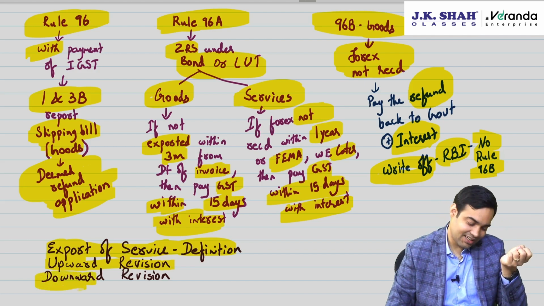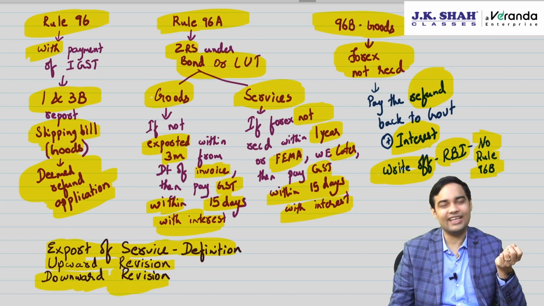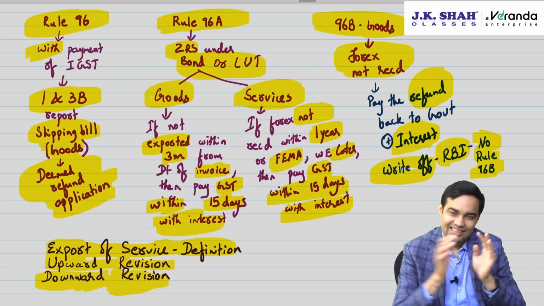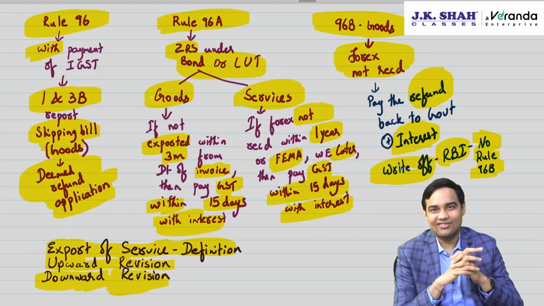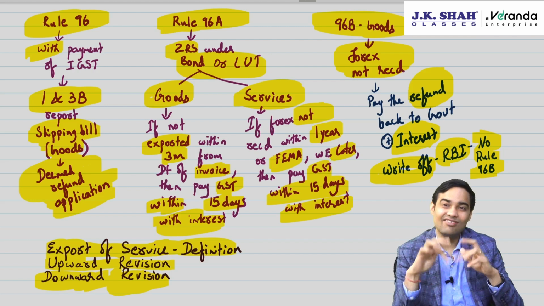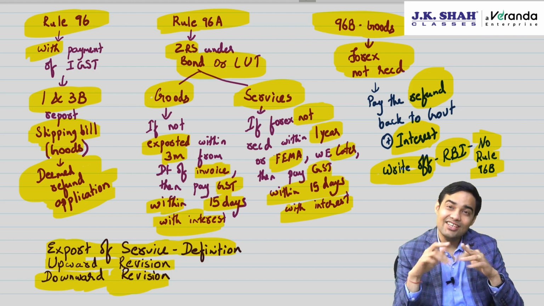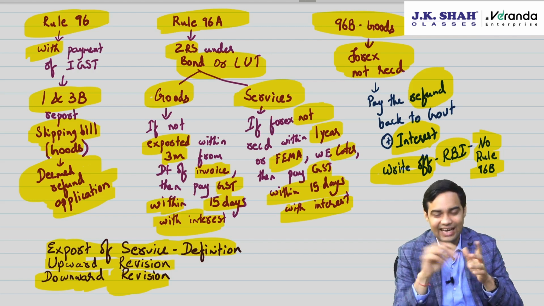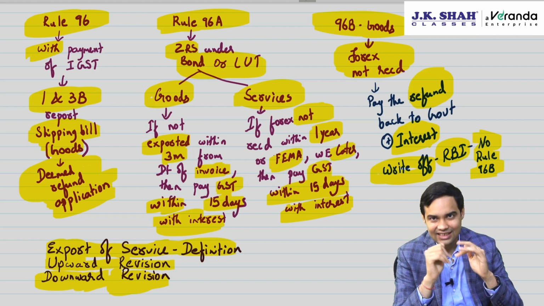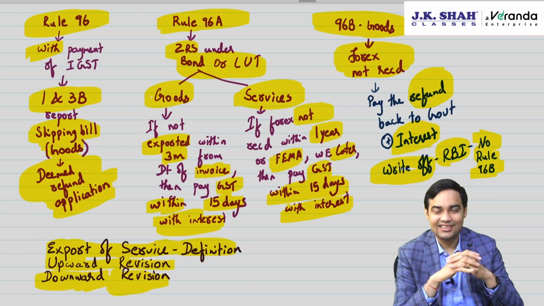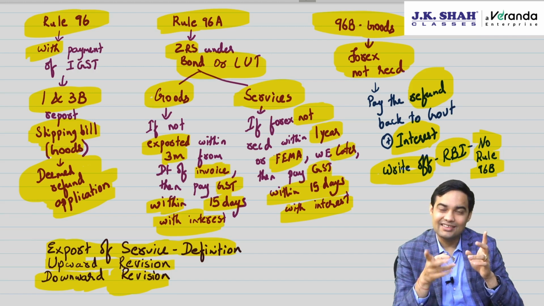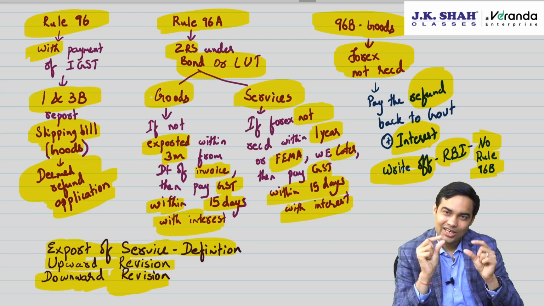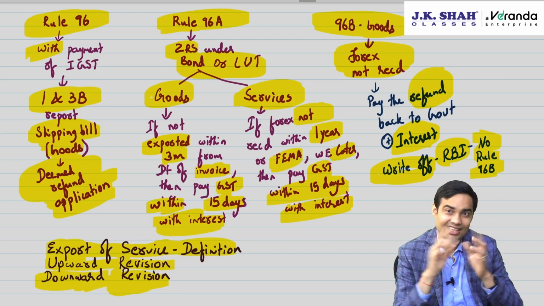Downward revision. Similarly, downward revision also can happen. Saying that today I supplied for 100. Thereafter, there is a downward revision of 10 rupees. Now I will issue a credit note, and I will issue credit note with GST. And that GST I will claim as a reduction in my GST returns. Should I pay back the refund relating to that credit note which I had received earlier from the government?